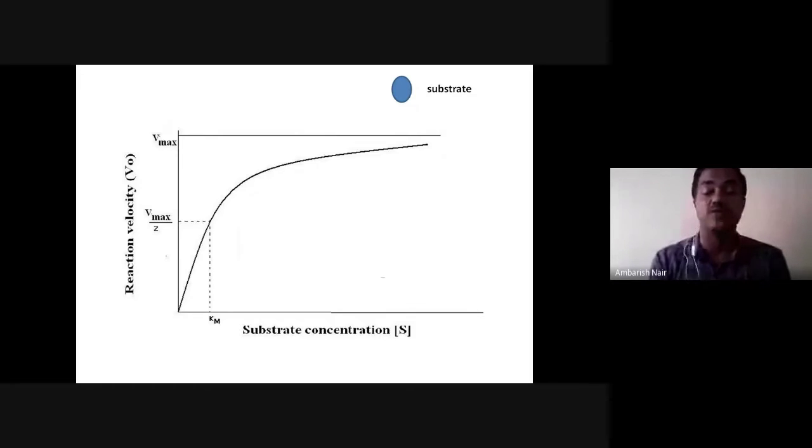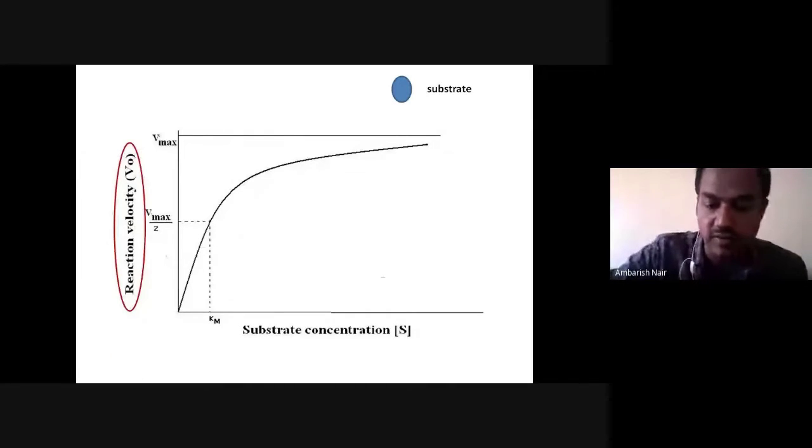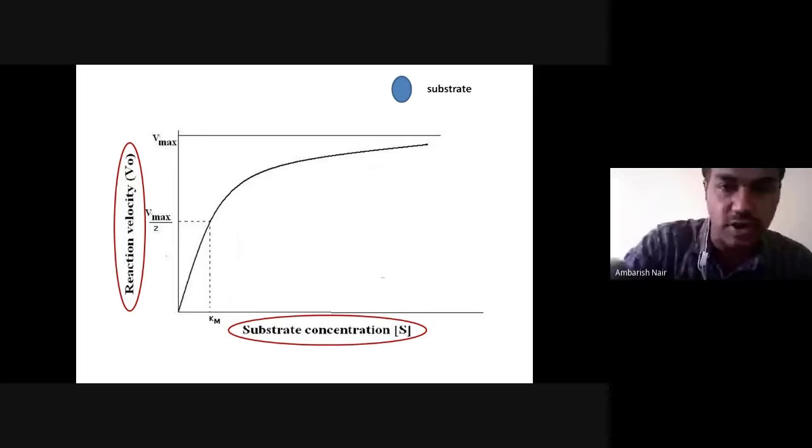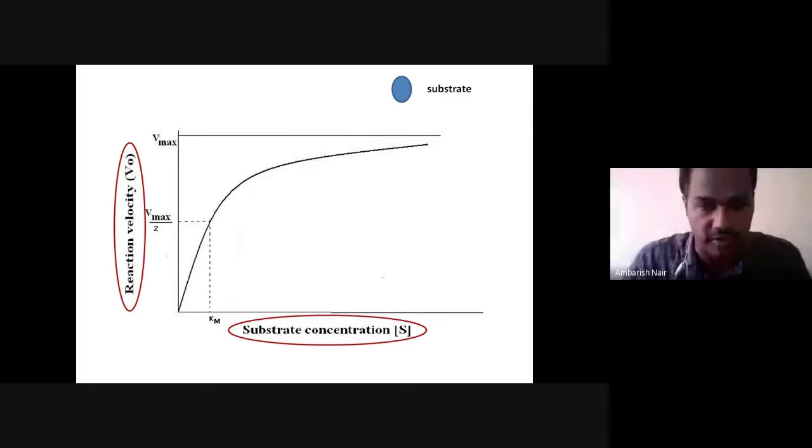The same graph you can use in the case of substrate: what is the effect of substrate concentration on the enzymatic reaction? I'm using the same graph here. You can see there is a Vmax at the top. That means you are plotting reaction velocity versus substrate concentration, so you are getting a rectangular hyperbolic curve. I hope you know what a hyperbola, parabola and straight line are. I hope you remember what you studied in PUC: hyperbola, parabola, straight line and all.